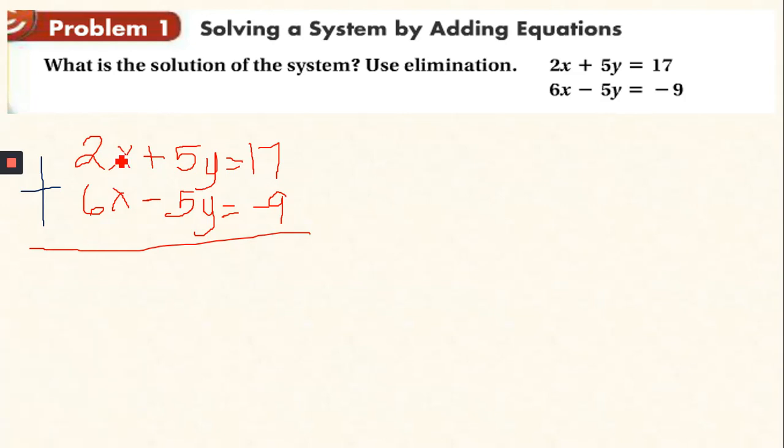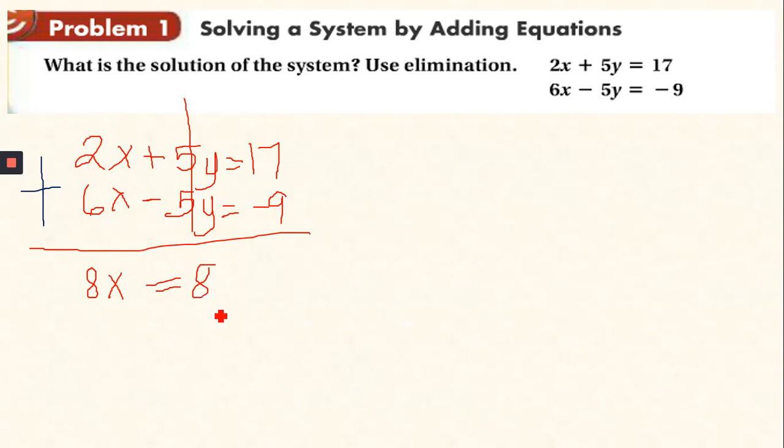We're going to add the two equations. So we have here 2x plus 6x, that is 8x. Positive 5y plus negative 5y, that is equal to 0, is equal to 17 plus negative 9, that is equal to 8. Okay, try to observe. Do we have the variable y here? No more, because it is already eliminated.